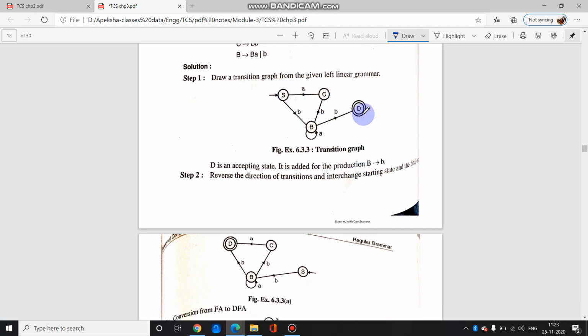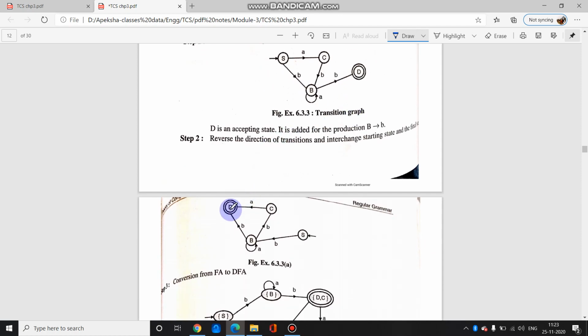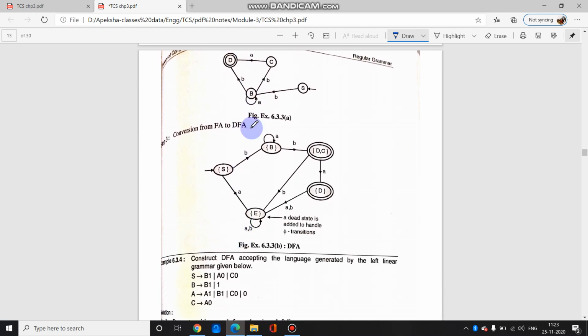So second step says that swap the positions for start state and final state. So that is what we have done over here. D यहाँ पे आ गया, S यहाँ पे आ गया. Third step says that reverse the directions. So reversing the directions मतलब ये A left तरफ जाएगा, this will go upwards, upwards and downwards. Closure will be as it is क्योंकि आप direction ऐसा रखो या ऐसा रखो, it is one and the same thing. So once you have done that, now conversion from FA to DFA.